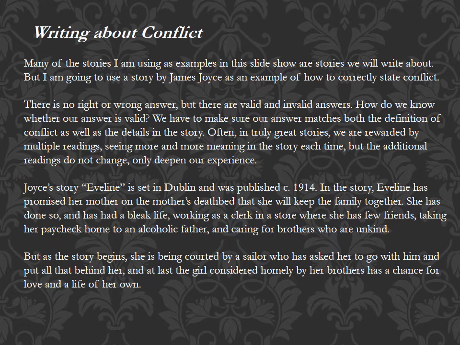Joyce's story Evelyn is set in Dublin and was published around 1914. In the story, Evelyn has promised her mother on the mother's deathbed that she will keep the family together. She has done so and has had a bleak life, working as a clerk in a store where she has few friends, taking her paycheck home to an alcoholic father, and caring for brothers who are unkind. But as the story begins, she's being courted by a sailor who has asked her to go with him and put all that behind her. And at last, the girl considered homely by her brothers has a chance for love and a life of her own.